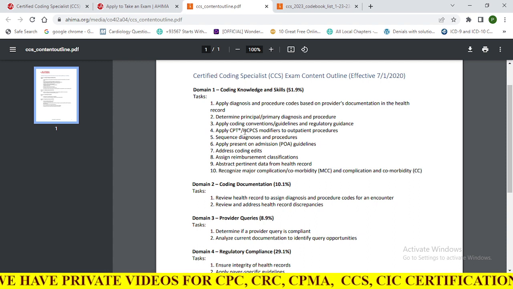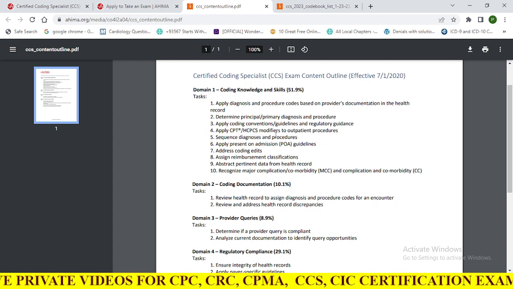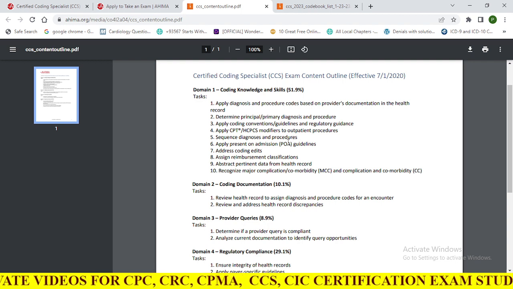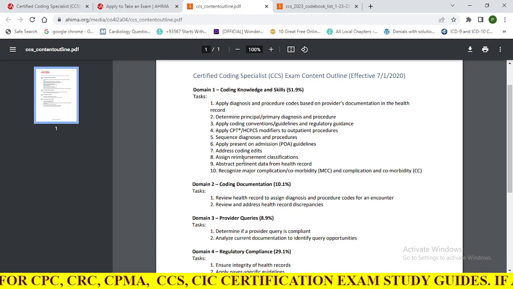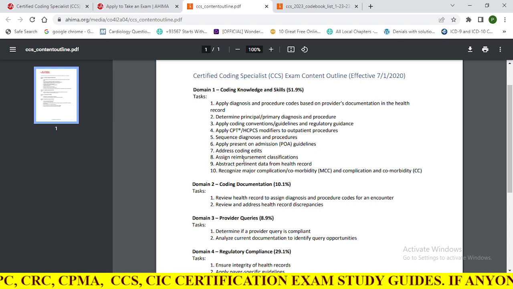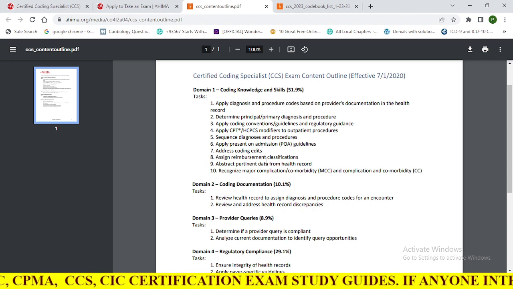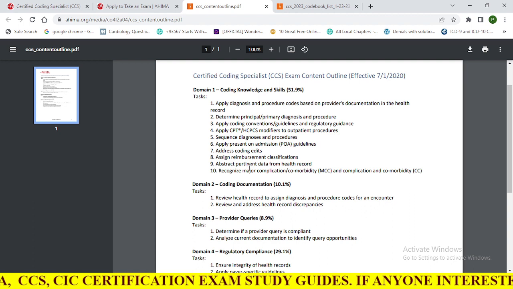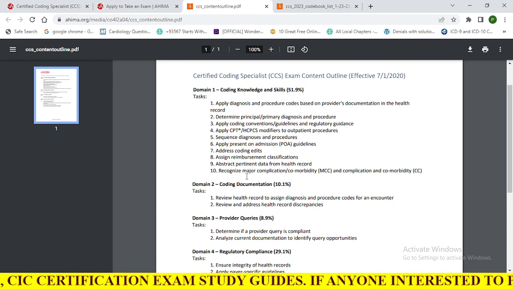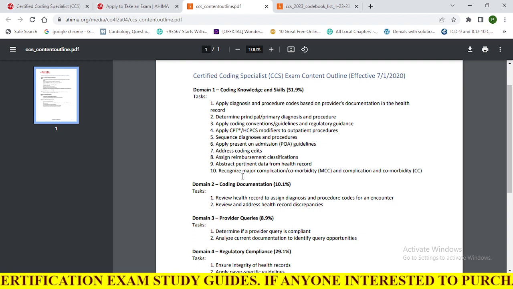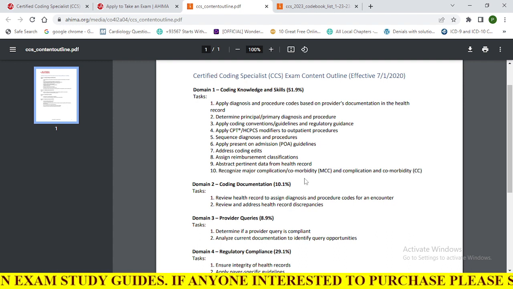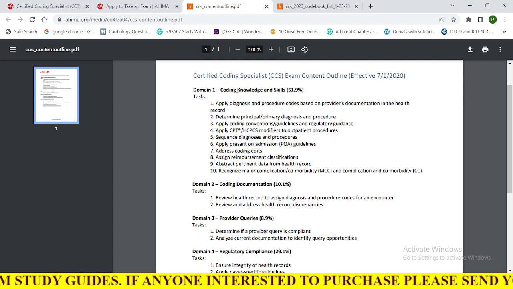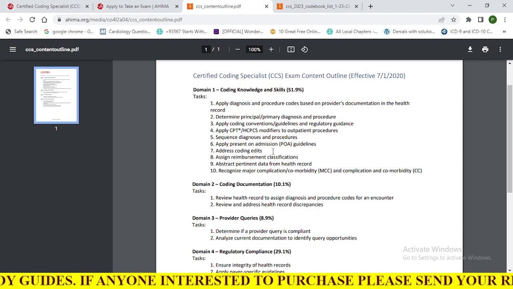We need to apply CPT and HCPCS modifiers, sequence diagnoses and procedures, and apply POA guidelines. We need to address the coding edits also, like NCCI edits, and assign reimbursement classifications, abstract pertinent data from the health record, and recognize MCCs and CCs. So that is all of domain 1, coding knowledge and skills.